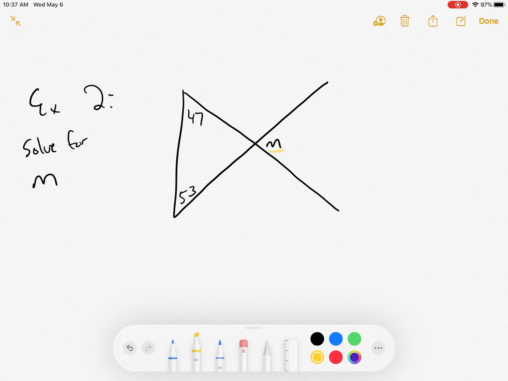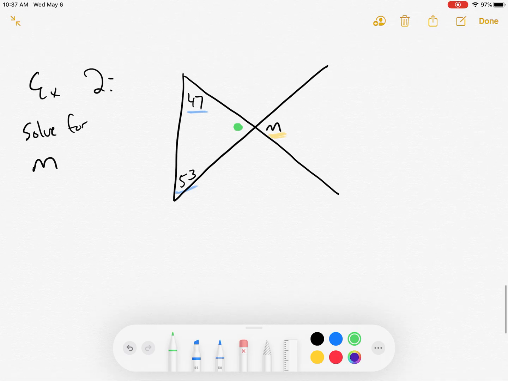Well, Mr. Adler, how the heck am I supposed to find m? It's over here, and everything I know is inside of here. Well, before we solve for m, we're going to have to use a little common sense, and we're going to say, well, I know my m right there, that's going to be the same as this angle right here, because m, the yellow one and the green one, those are both vertical angles. And then we could say, well, I know that 47, 53, and my green angle, those all form a triangle. They all form this yellow triangle here, which means that they're going to add up to 180 degrees.